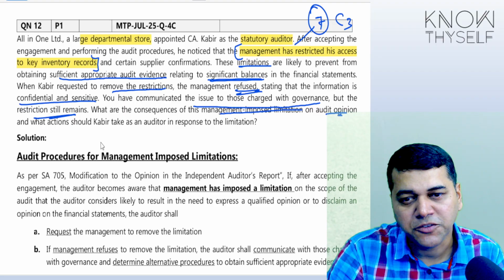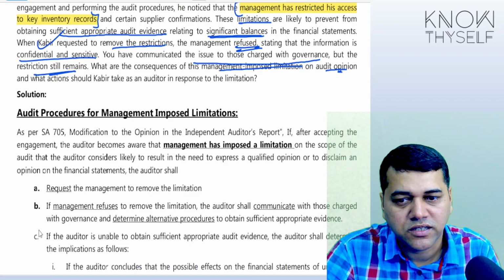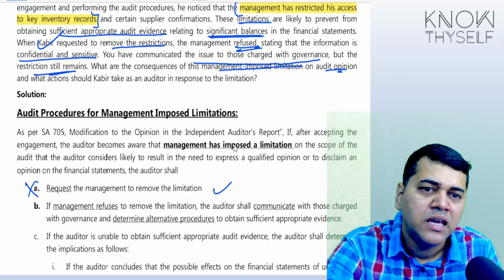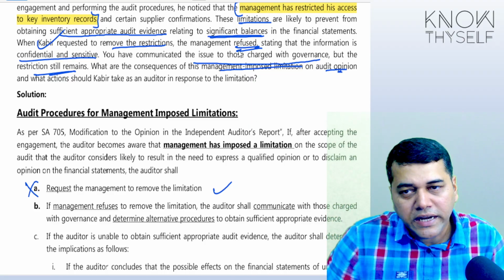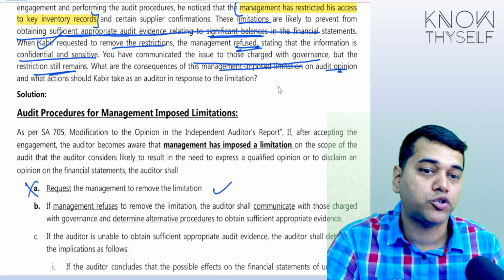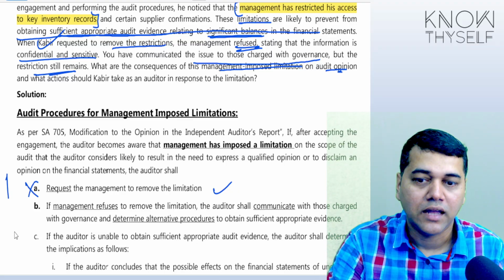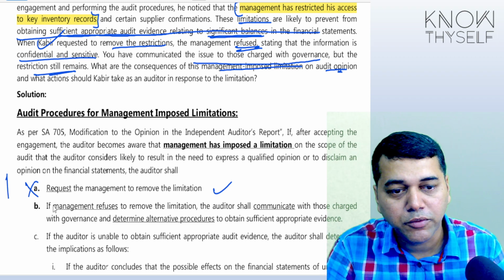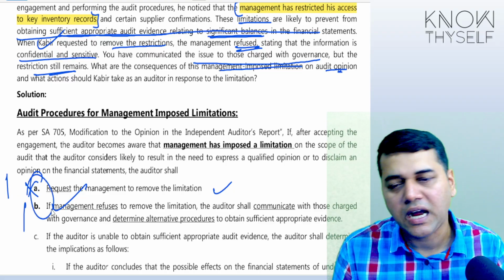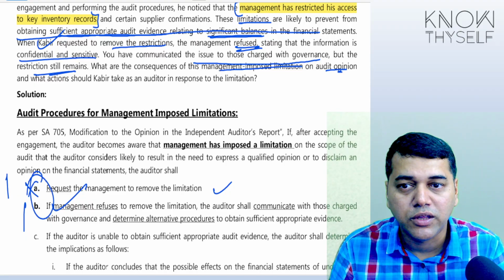See, student, at this point of time, since they already told you what you did, that you requested, tell me, will writing this fetch you any mark? I don't think they will give you any mark for writing this. Why? Because in the question only they told that you went and asked. If the question was up to here and they asked what you are supposed to do, then you should say request management to remove, 1 mark. Communicate to those charged with governance, 1 mark. But tell me, will these 2 points fetch you any mark? I don't know. So let us make an assumption, because ICAI has never given the mark allocations, how they are going to give the marks.